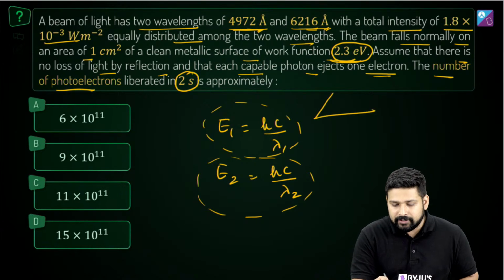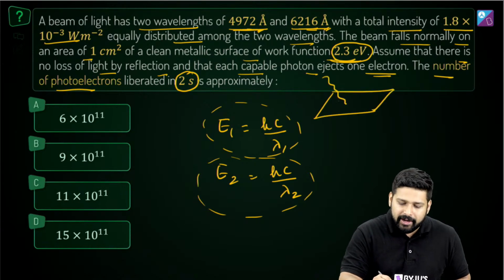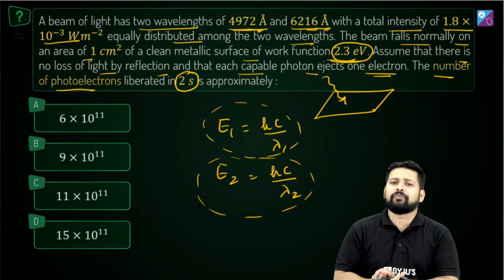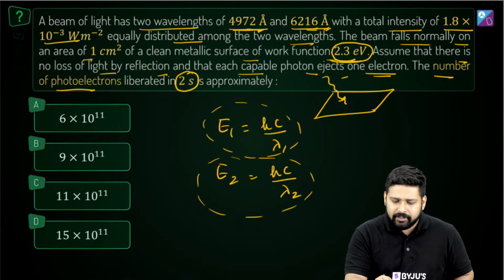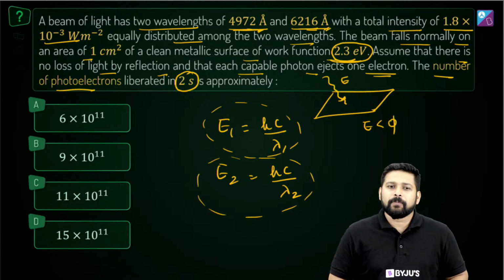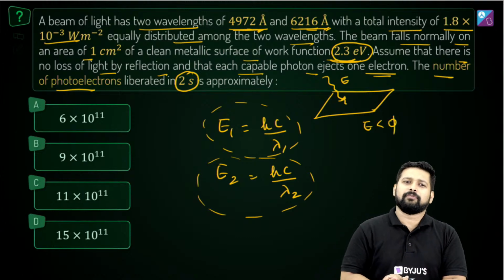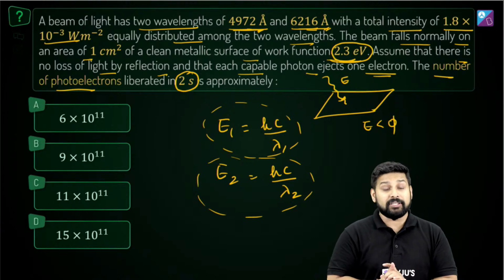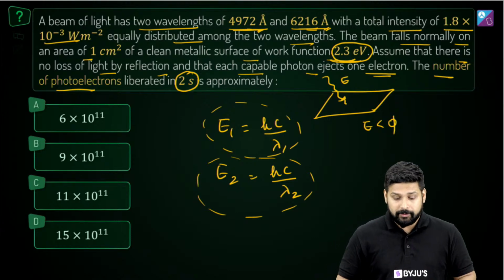Suppose there is a metal surface, and I shine a radiation on it which is less than the work function, so E is less than the work function. Will any electron come out? We have discussed that in great detail in the last session yesterday, right? Nothing is going to come out.